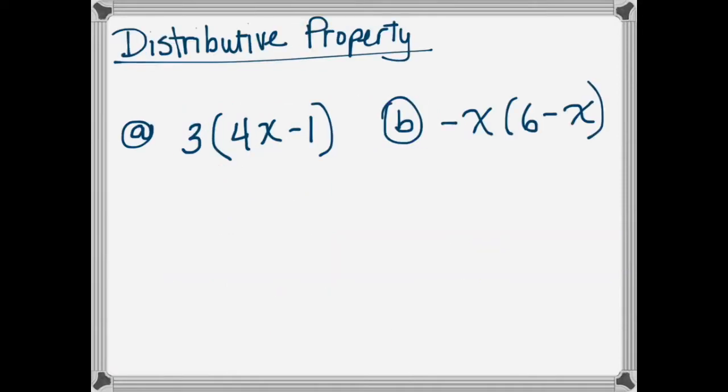So we can also simplify by using the distributive property. We use the distributive property when I have a value outside of the parentheses and I want to distribute that through each term on the inside of those parentheses. What we're really doing is multiplying that coefficient times each term on the inside of those parentheses. So in this case, 3 times 4x is going to give me 12x. 3 times negative 1 is going to give me negative 3.